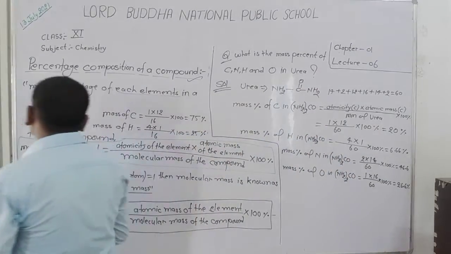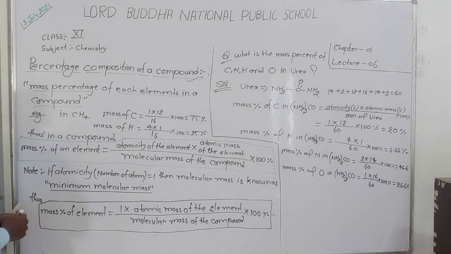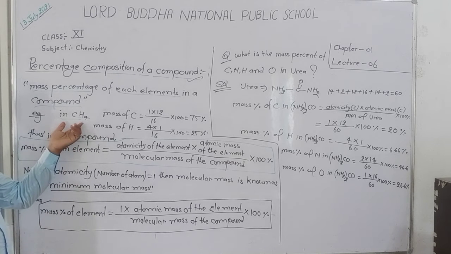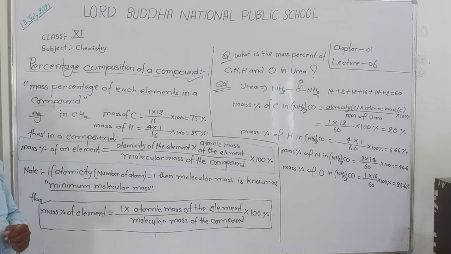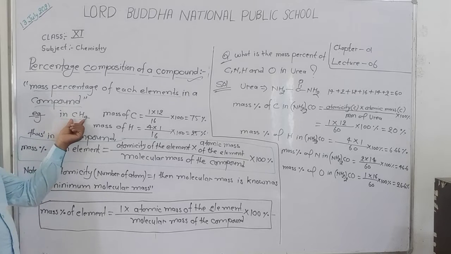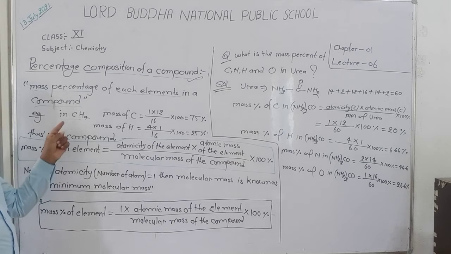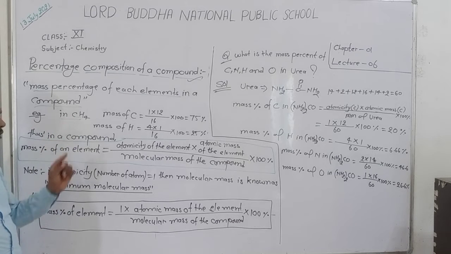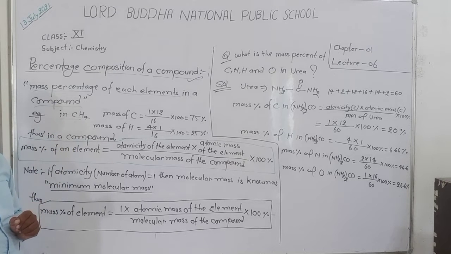That means, for example, in CH4, which is methane, one carbon atom and four hydrogen atoms are present.